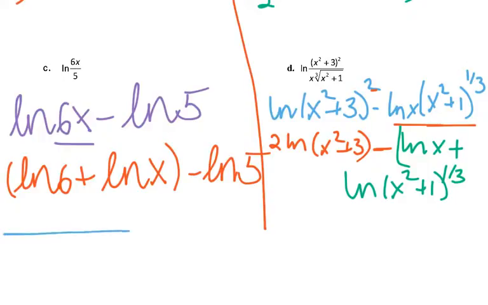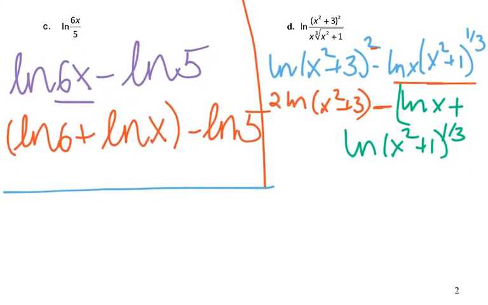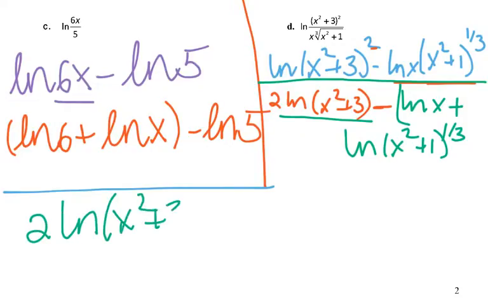All right, I'm going to use this space over here, so there's enough space. I'm going to look at this. When I look at this one, there's nothing else I can do. So 2 natural log of x squared plus 3. This is addition, so if we were to rewrite it, it would turn back into multiplication, which is not what we want. So we can just leave this, minus this one right here, natural log, which is okay.